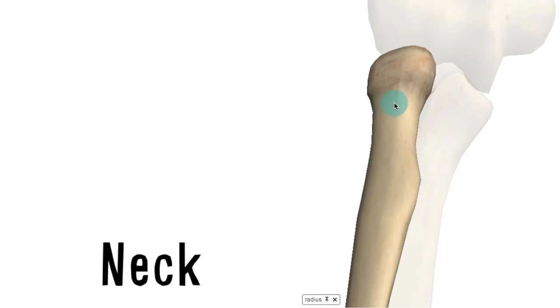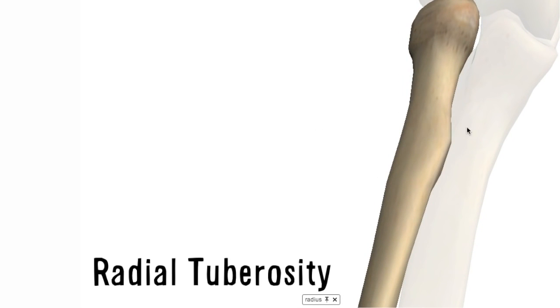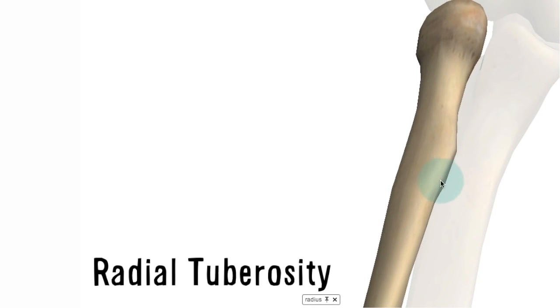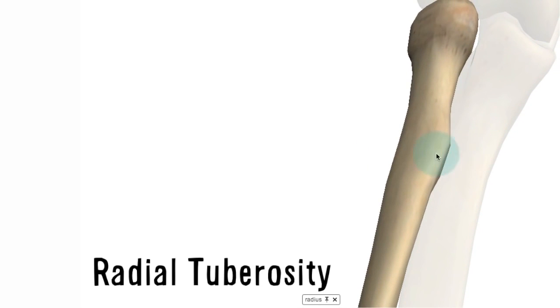And then you see here the neck, which is a bit more distal than the head. So the neck should be located right here. And then between the neck and the shaft, you will find the radial tuberosity, which is what you see here. This protrusion right here. This is the radial tuberosity.